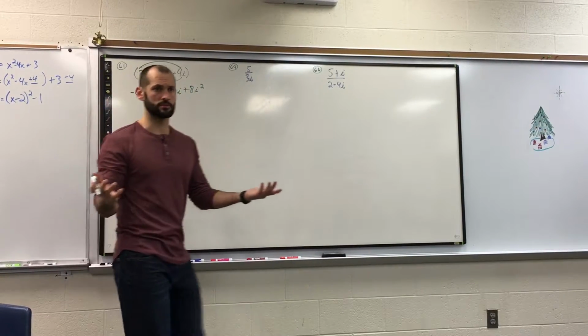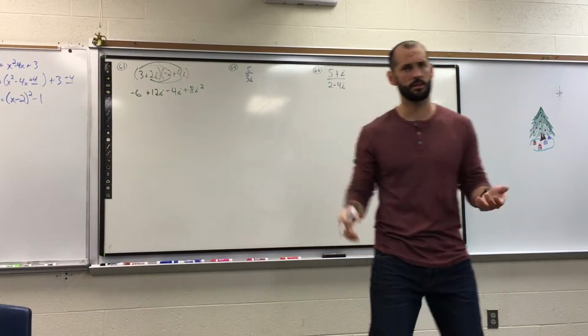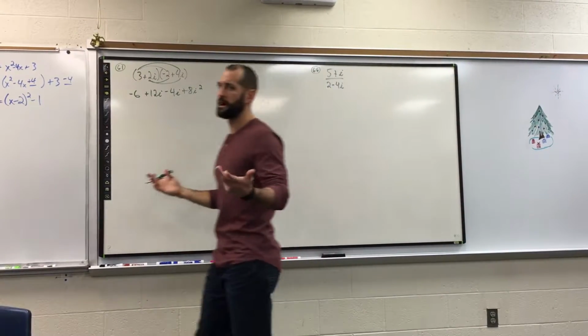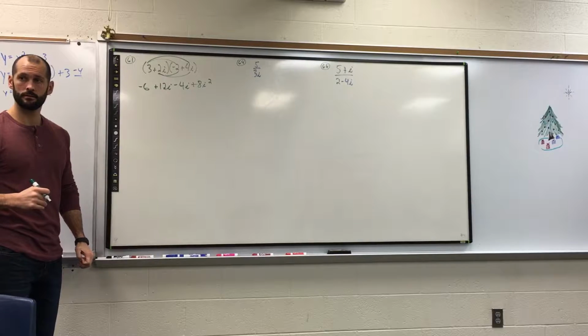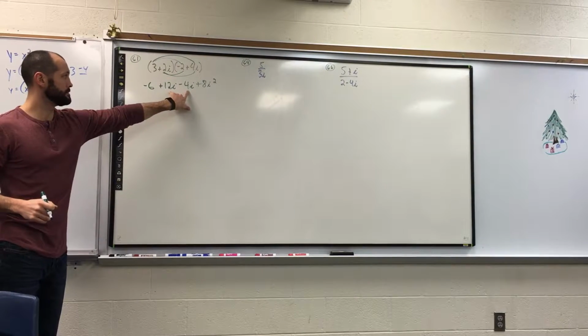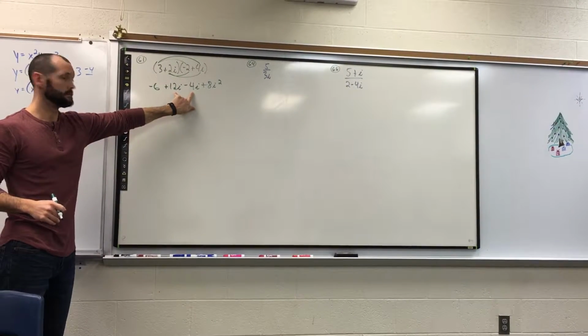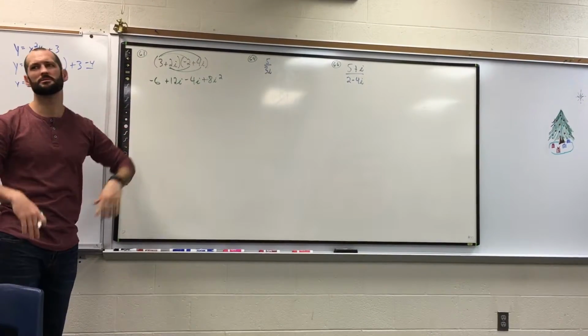Any questions on the distribution? Have we been doing that since kindergarten? Not really, but we've been doing it for a while. Who can combine here? The 12i, the -4i, and then the 8i squared. You turn it into a negative. Okay, so you're going too fast, slow down.